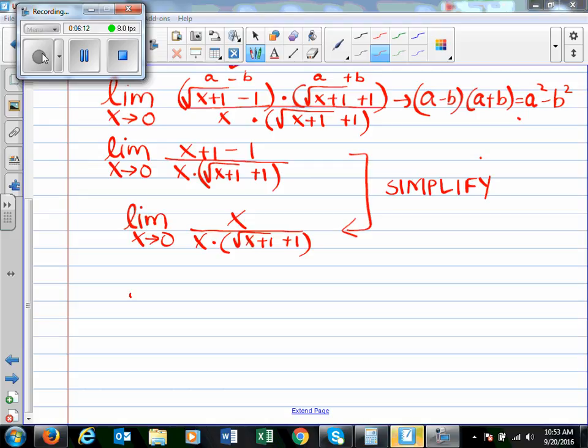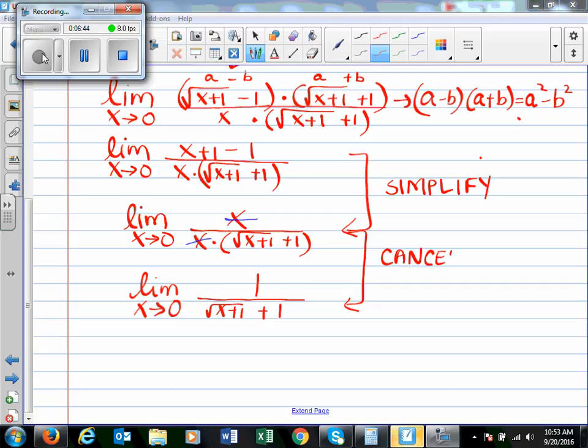Now, what do you notice in the numerator and denominator? Both have x. So what can we do? These two cancel each other. You're left with exactly 1 in the numerator divided by the square root of x plus 1 plus 1. All I did from here to here is cancel the x.